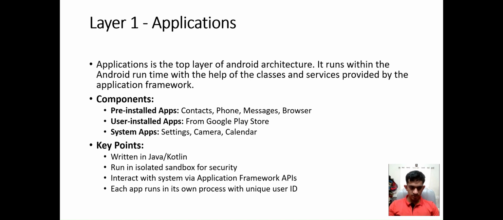Most of the application layer apps are written in Java or Kotlin. They run in sandboxes for security purposes. Each app has a unique user ID and runs its own processes. They usually interact with the system via application framework APIs. Each app runs in its own sandbox, where they are isolated for security. This will ensure that each app will not interfere with other apps, and each of them has their own user IDs.